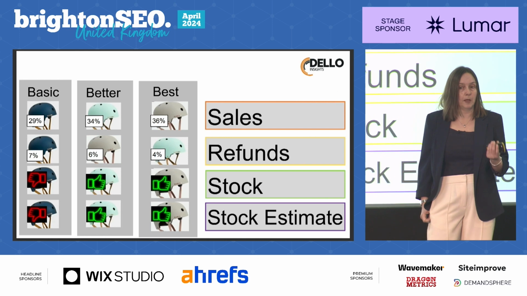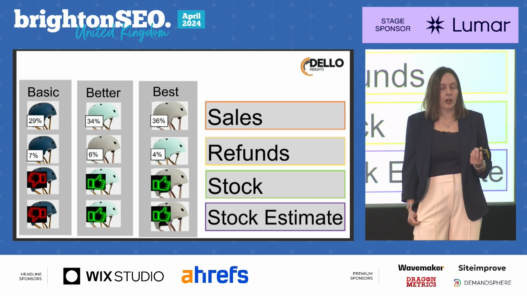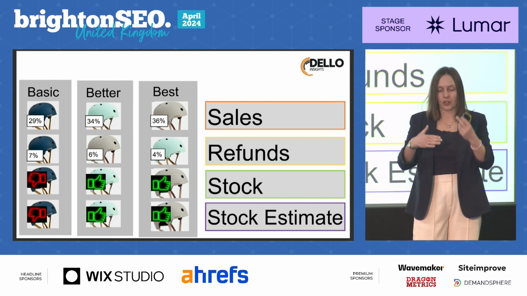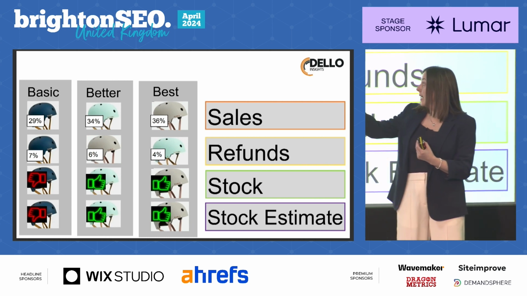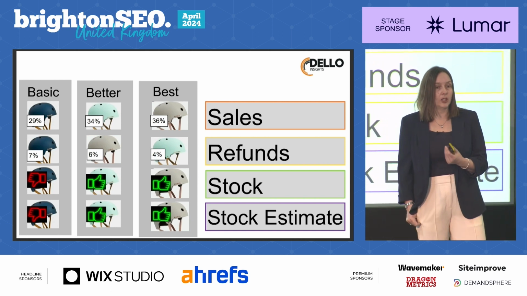Although it wasn't the most popular bestseller, people that bought green absolutely loved the green, and they got returned at a much lower rate. So when you add in the sales and the refunds together, when you get to the stock, actually the grey and the green were performing pretty similarly in terms of actually doing really well.